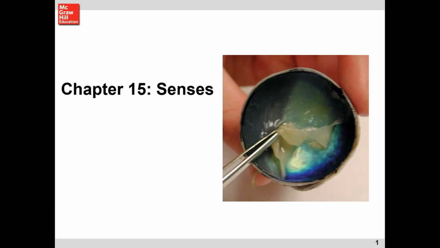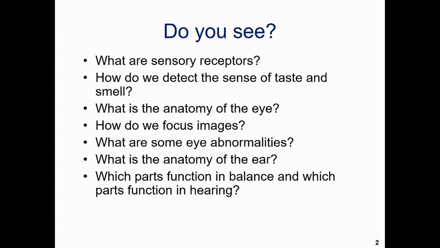Moving on, we're now at chapter 15, the senses. So in the last chapter, we went over the nervous system and the generalities of it all, but let's get into some very particular parts of the nervous system, the senses, which are our main way of bringing in information about the world around us.